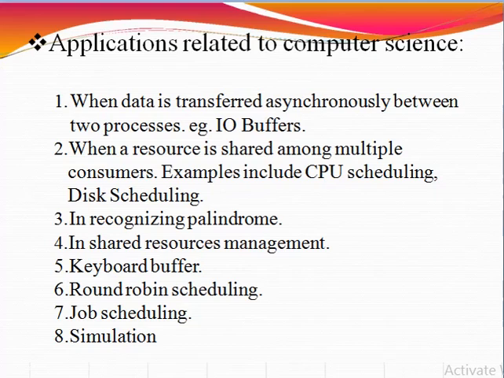In recognizing palindrome, we can use queue. In shared resource management, we can also use queue. In keyboard buffer, we can also use queue. We can also use queue in round robin scheduling as well as job scheduling and simulation also. These are the various applications of queue that are related to computer science.